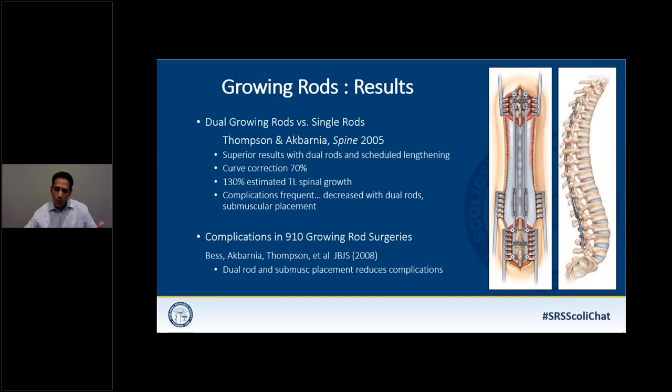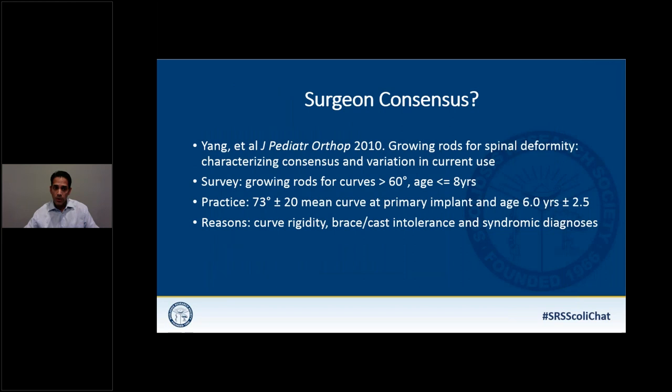However, complications are frequent with this treatment variety as well. And in a study that we performed over the Growing Spine Study Group, we found that complications, although less frequent with dual rods, were frequent the longer the rods were in. When you ask surgeons, well, what do you think the best candidate for a growing rod type of patient would be? By convention, we choose patients that are about 6 years old and 60 degrees.